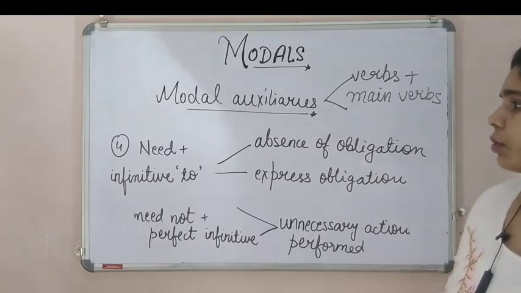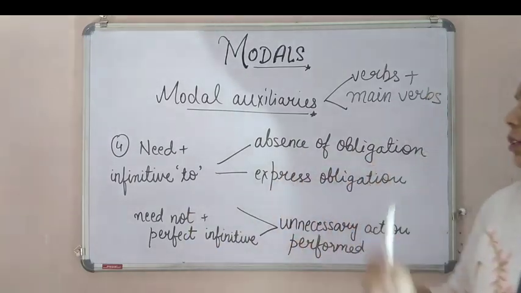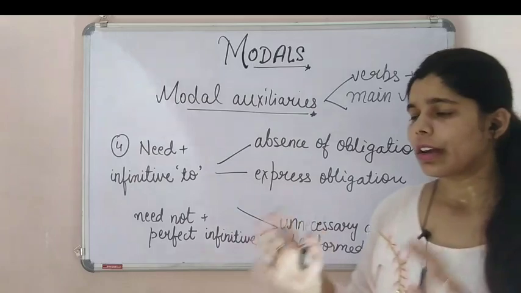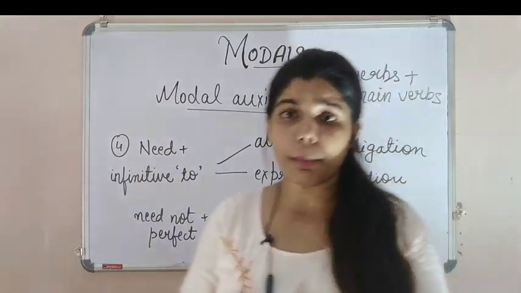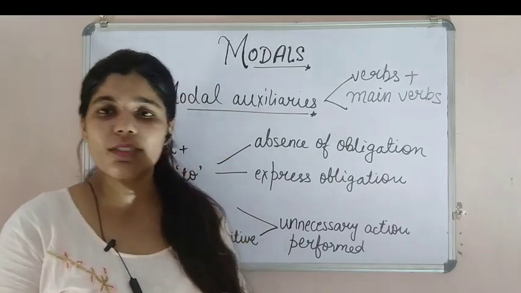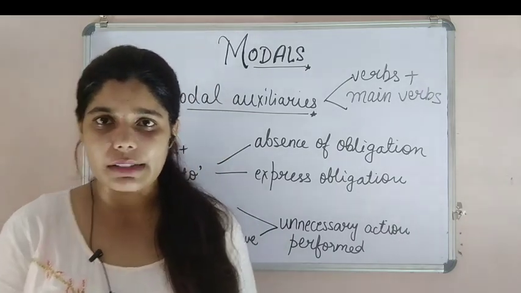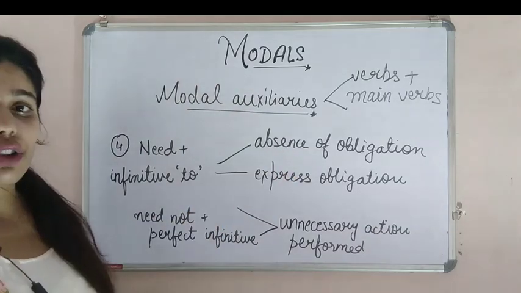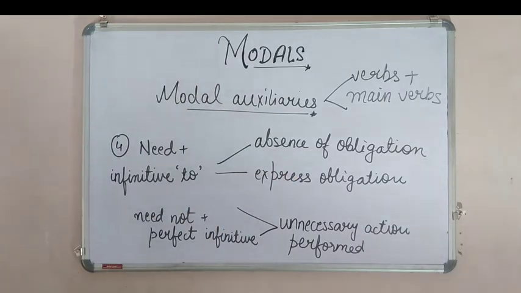Now what are the uses of it? First of all, it is used wherever we are showing the absence of obligation. Till now we were studying about the obligation. Now the absence of obligation means somewhere where there is no need to perform some or the other task. In that case, we say that it is there in the absence of obligation. Let us understand it better with the help of an example.